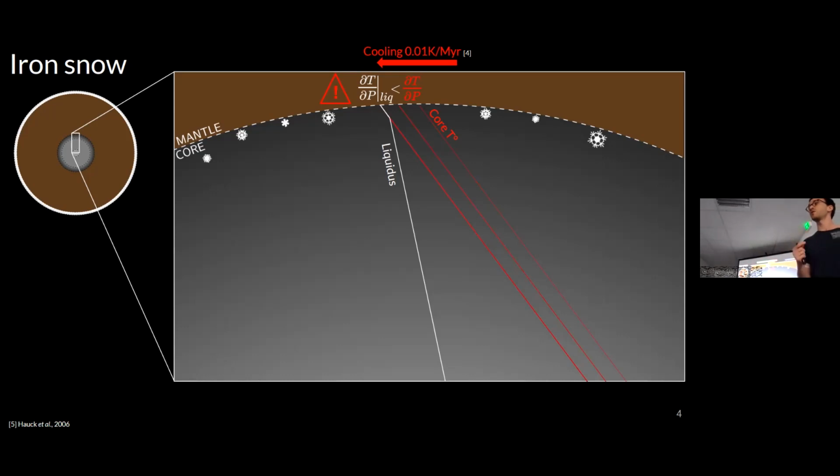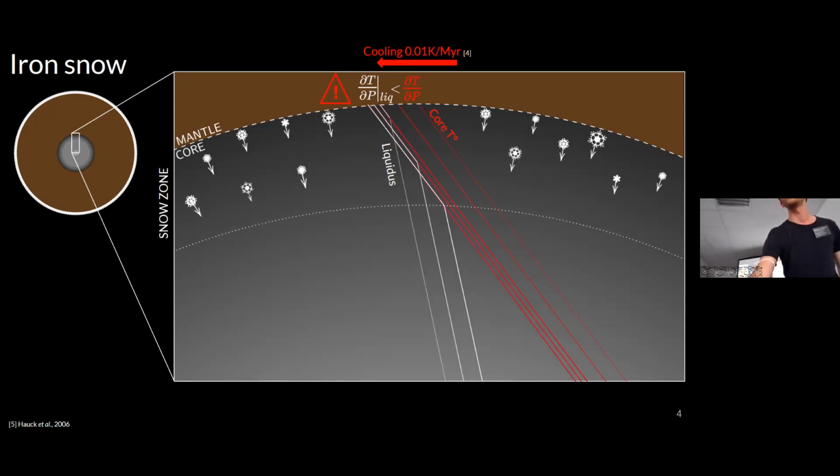The snowflakes which appear are made of pure iron. Whereas I said before that in the liquid you've got iron, but also sulfur. So it means that the density of the snowflakes is larger than the fluid. And because of that, they fall because of gravity. And you've got a snow zone developing. Consider that the dotted line corresponds to the bottom of the snow zone.